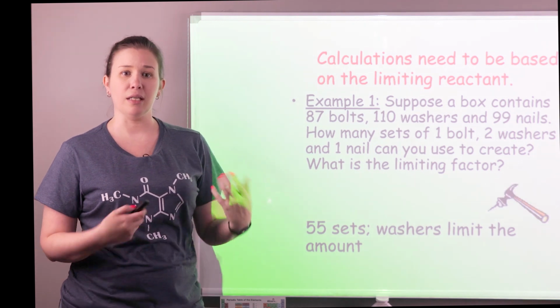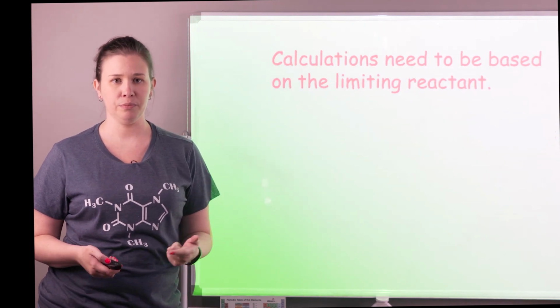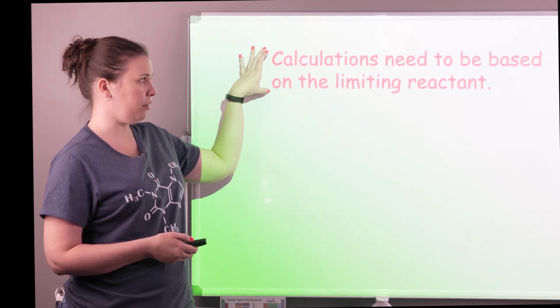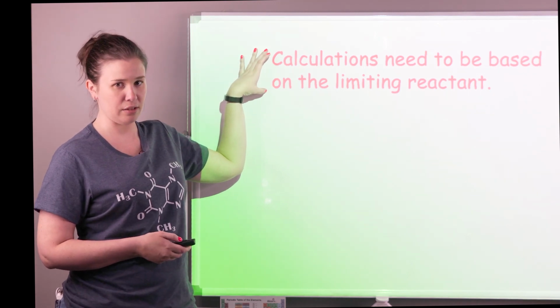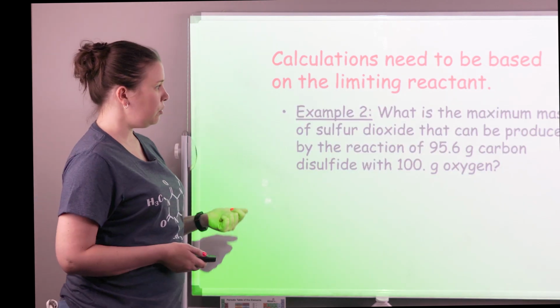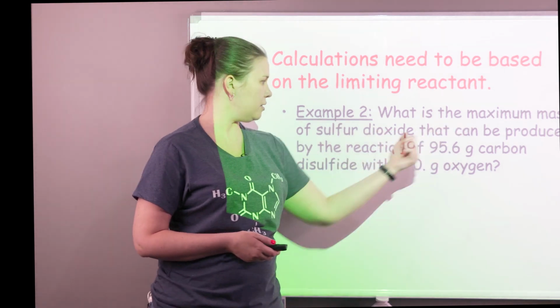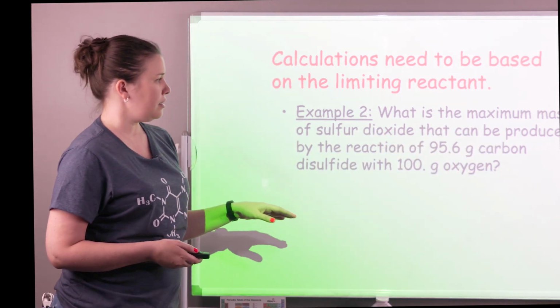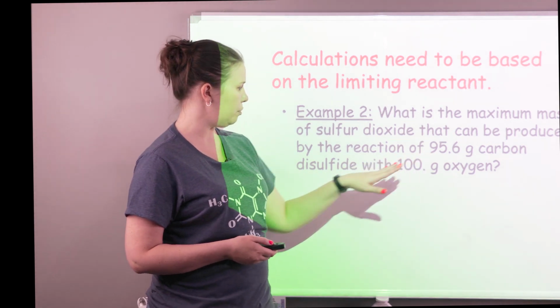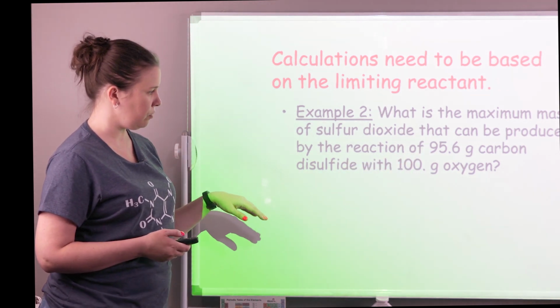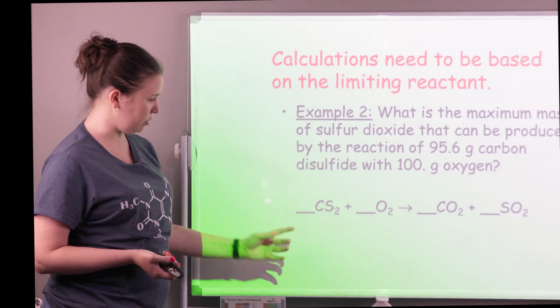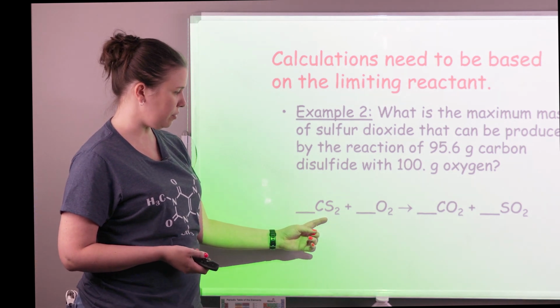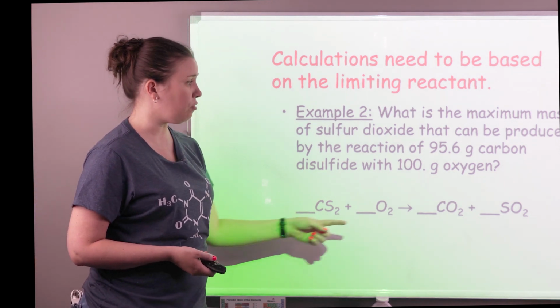Now let's look at this with a chemistry example, considering all calculations need to be based on the limiting reactant. So first example, we're going to be looking for the mass of sulfur dioxide, which is going to be one of our products. And it's going to give me 2 amounts, carbon disulfide and oxygen. So I'm going to give you, to start off with, an unbalanced equation. We can see the carbon disulfide and the oxygen are my reactants.